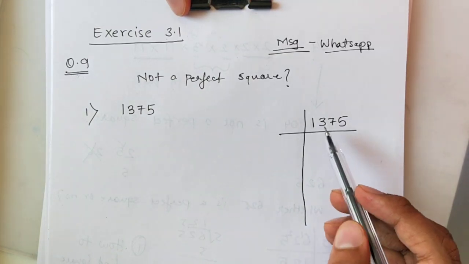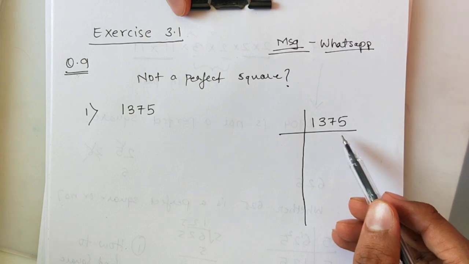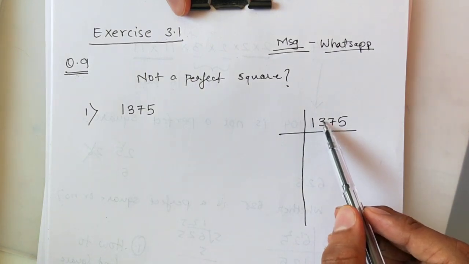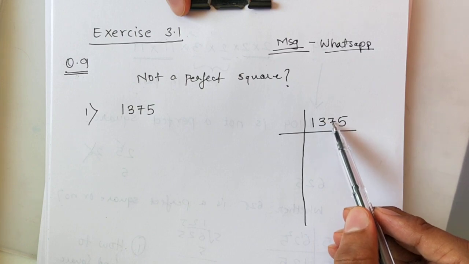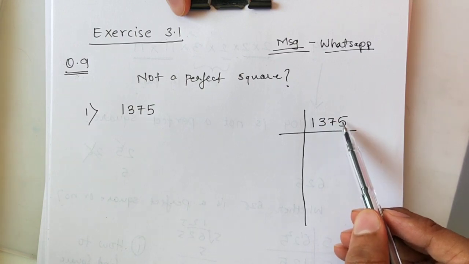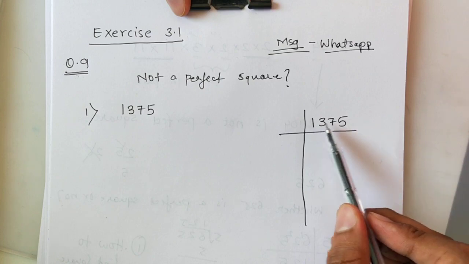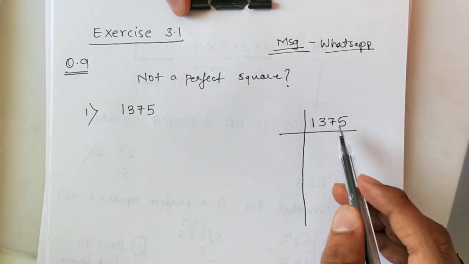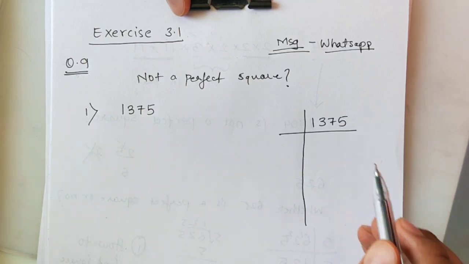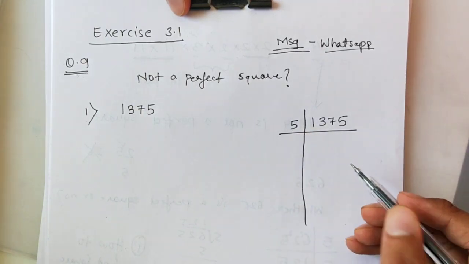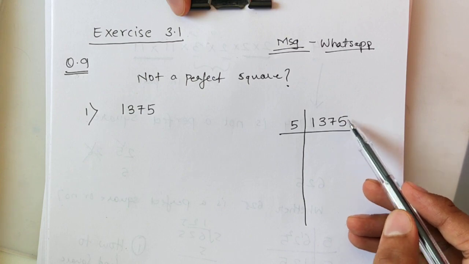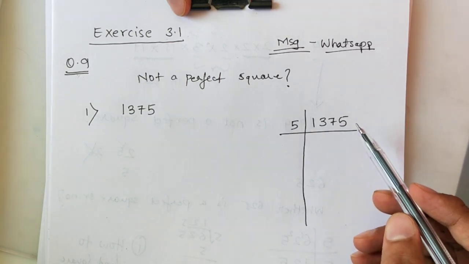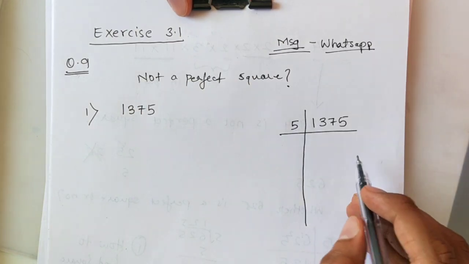This number is an odd number, so it is definitely not divisible by 2. Let's check for 3. 1 plus 3 is 4, 4 plus 7 is 11, 11 plus 5 is 16. The sum of the digits is 16, and 16 is not divisible by 3. So this number is not even divisible by 3. So I'll have to start with 5, because if the last digit is 0 or 5, then it is definitely divisible by 5. So let's start with 5.